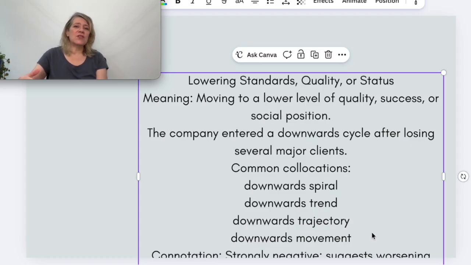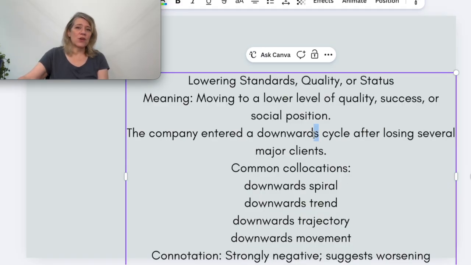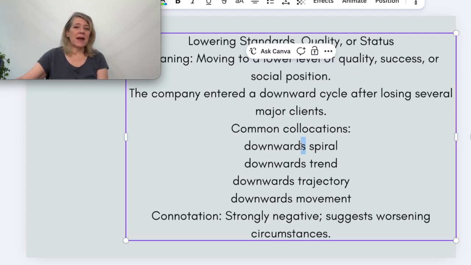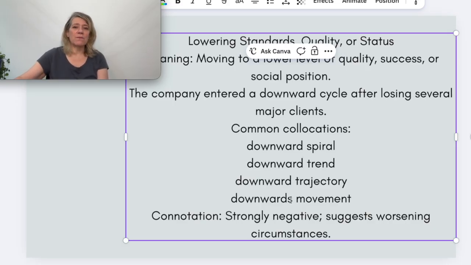We use downwards to talk about a lowering of standards, and this is what I was talking about with the downgrade or the upgrade at the hotel. We move to a lower level of quality, success, or social position. The company entered a downward cycle, and I would not put the S here. I would say the downward cycle after losing several major clients. So we'd have a downward spiral, downward trend, downward trajectory, or downward movement. This is strongly negative. It suggests a worsening of circumstances. Downward, and then a noun. We're making downward the adjective in this sentence.